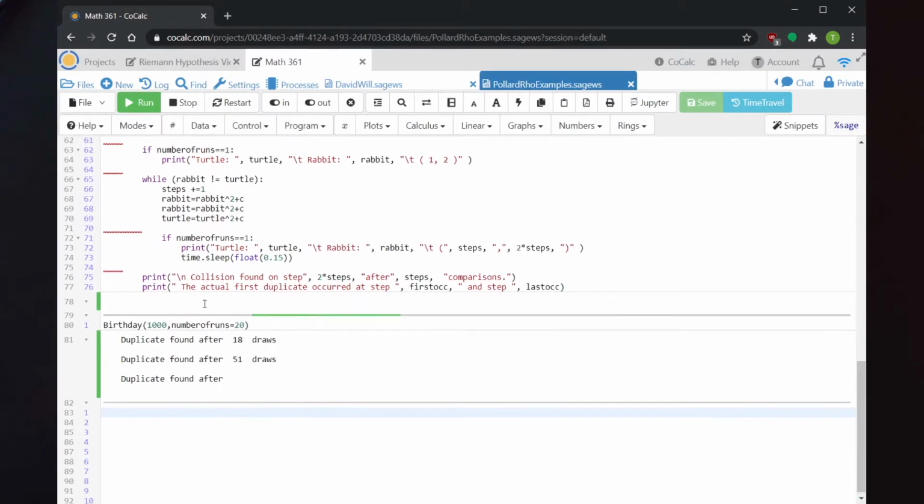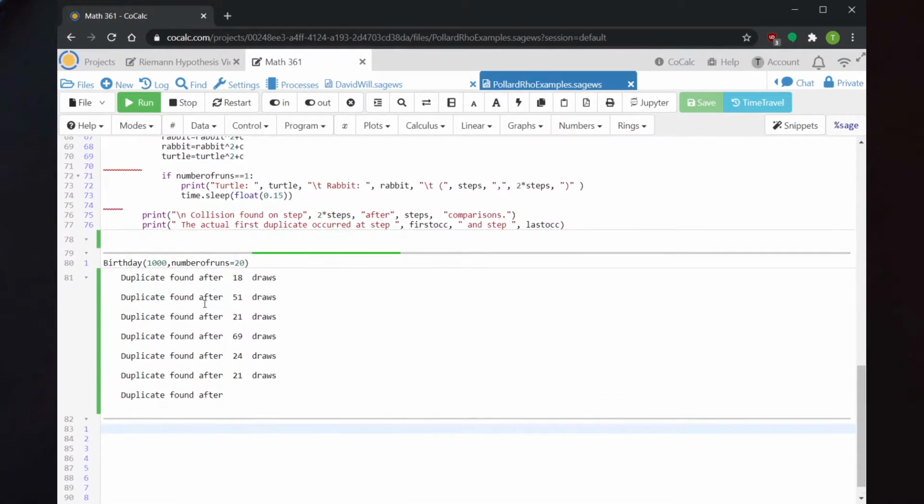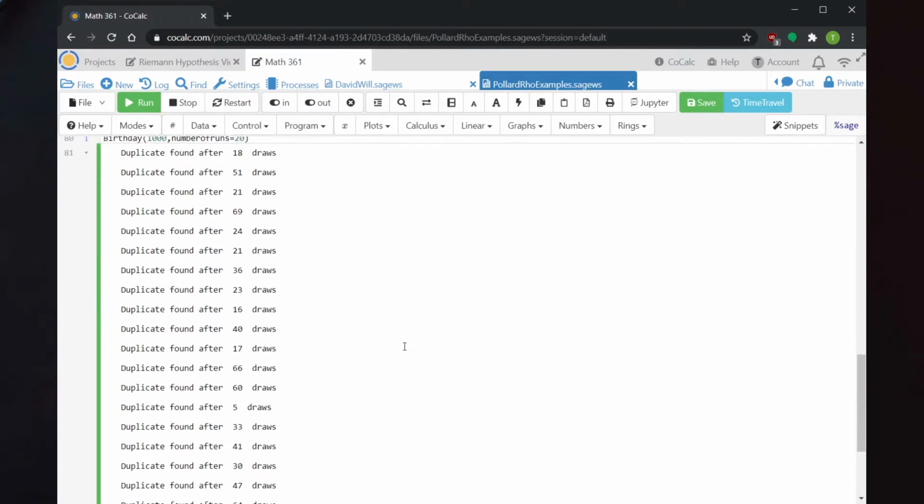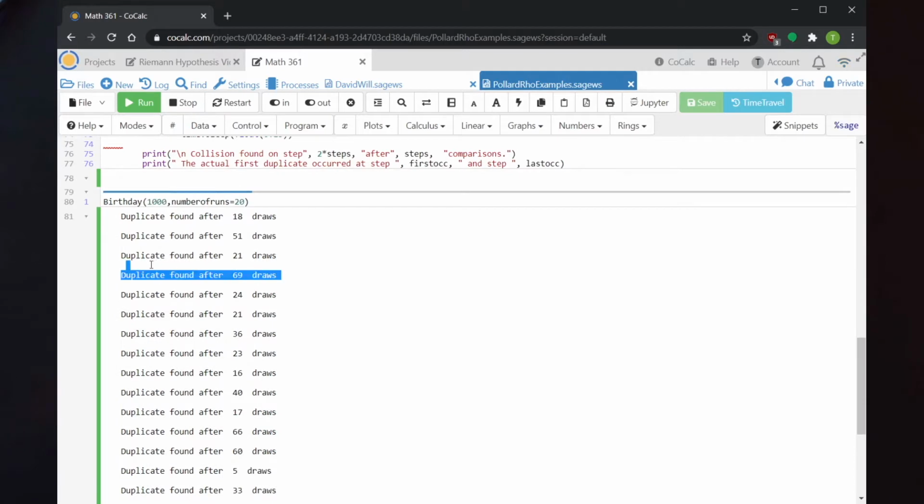So what I have it doing now is not bothering to show us the actual numbers being drawn out of the bag, but instead only showing us the number of draws it took. So it has done this 20 different times, and in those 20 times, sometimes the number of draws is higher than 40, sometimes it's lower. The lowest in this case happened to be 5, which is quite low. And the highest is this one here, where it is 69.